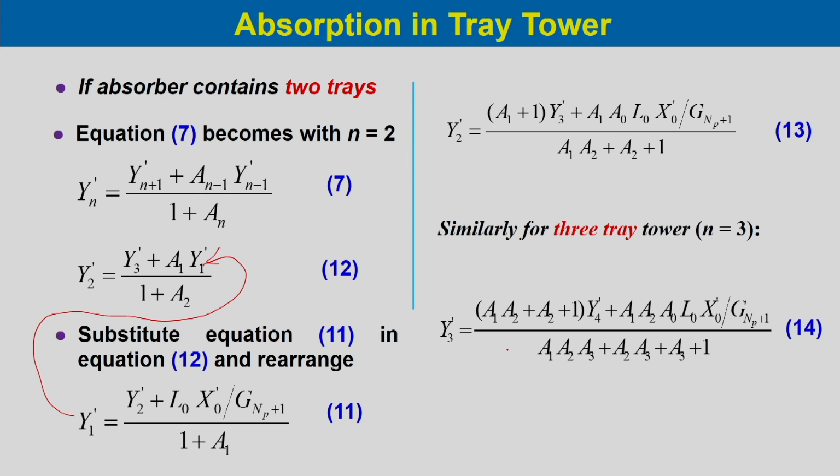So, as you can see, it will be y_3' would be equal to a_1 a_2 plus a_2 plus 1 y_4' plus a_1 a_2 a_0 into L_0 into x_0' divided by G_{np+1}, divided by a_1 a_2 into a_3 plus a_2 into a_3 plus a_3 plus 1.